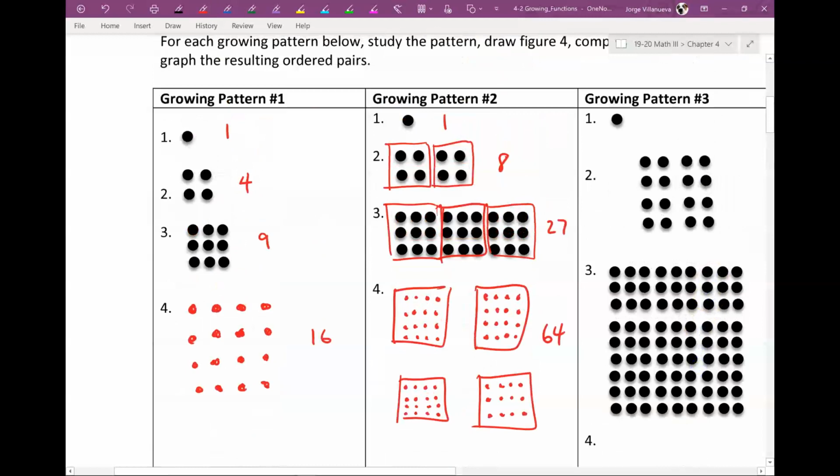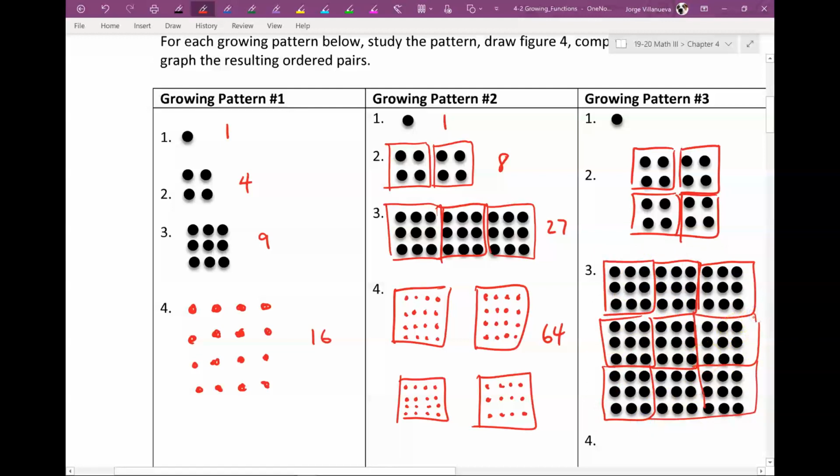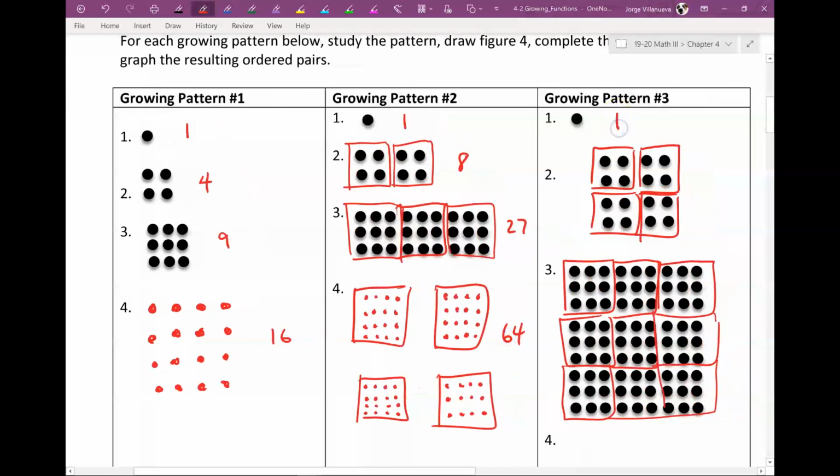Notice the first one has 1, the second one has 4 squares, okay, of 2 by 2s. The third one has 9 squares of 3 by 3s, right? So, I mean, you can kind of see it all right here. So I'm expecting the fourth one to have 16 squares of 4 by 4s. Okay, that's 256 dots. Okay, I'm not really trying to do that. All right, so that's 1.